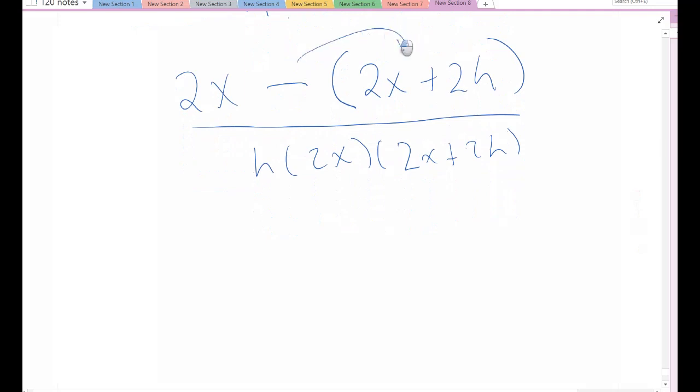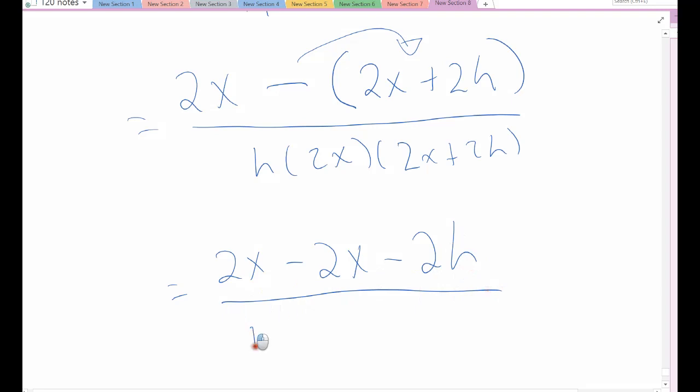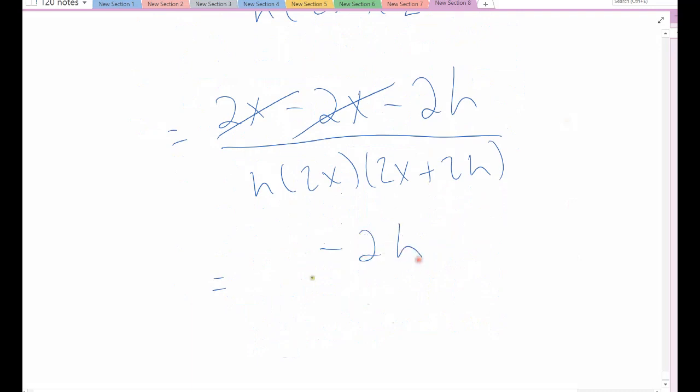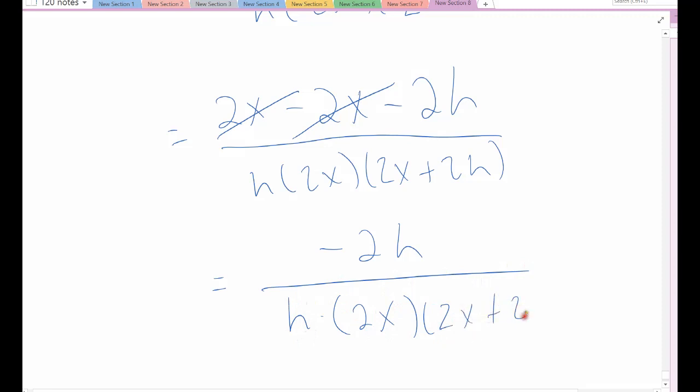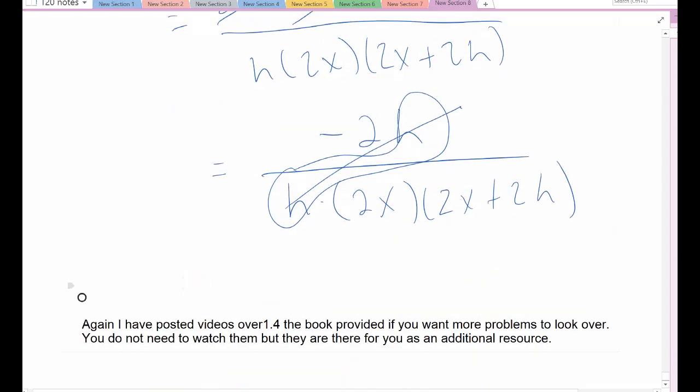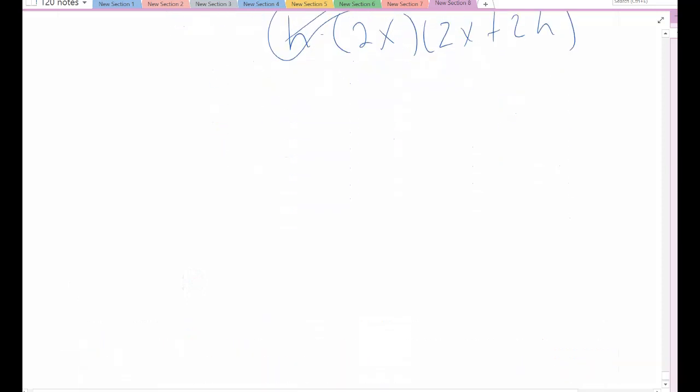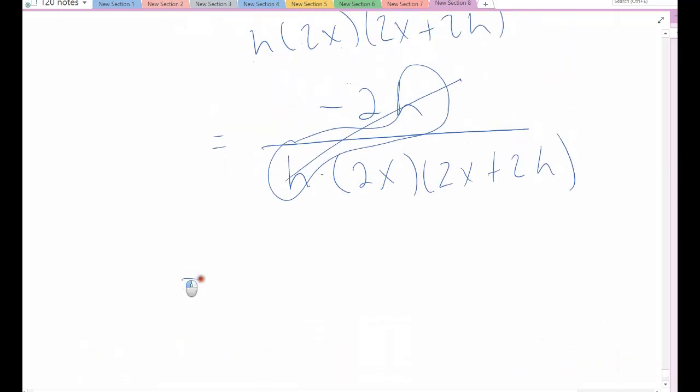All right. My next step is to distribute that negative. When I distribute that negative, I get a 2x minus a 2x minus a 2h. Still all over that ugly bottom number. Now, that 2x cancels with that 2x. Up top, I'm left with a negative 2h. I still have an h times a 2x times a 2x plus 2h. This h will reduce, so they're gone. And so all I'm left with, and it's up to you, there's a 2 that's floating around. You could also reduce the 2 if you want to.